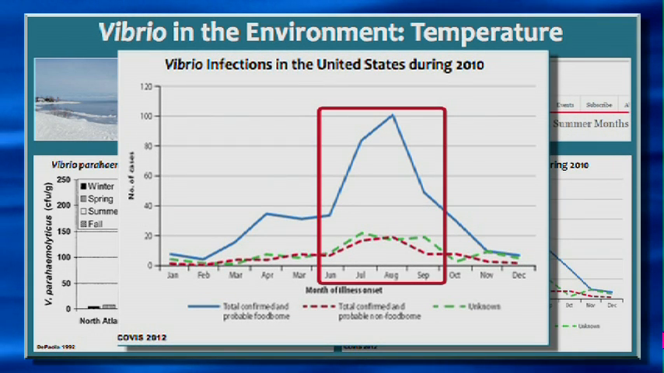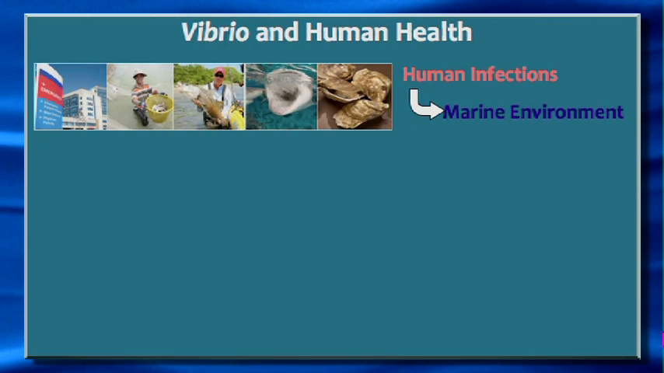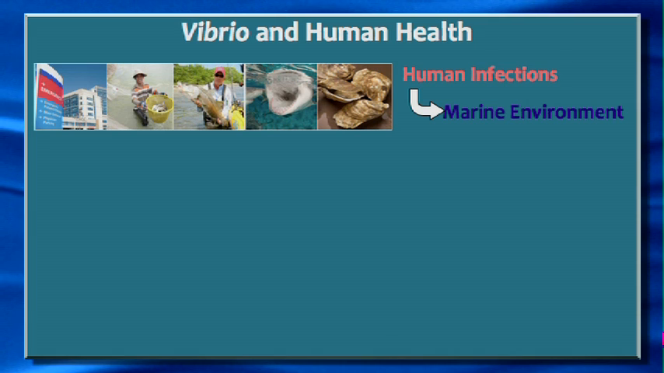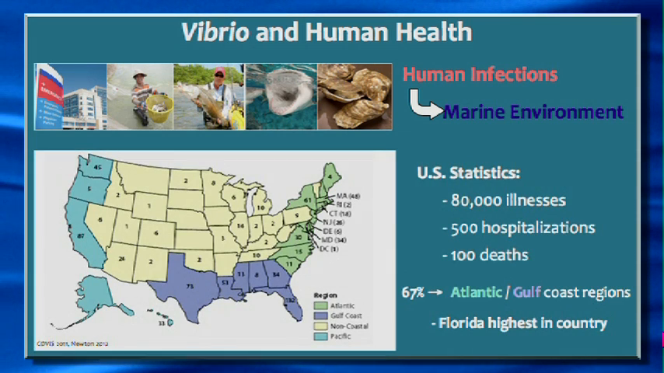We usually see right around that time more and more people are becoming infected. So switching gears a little bit from the environment to humans, all human infections from these Vibrios are in some way traceable back to the marine environment. And we can be infected in a lot of different ways, which we'll go over in more detail in a little bit. But I just wanted to give you some stats off the bat here.